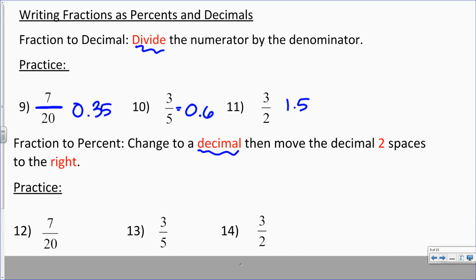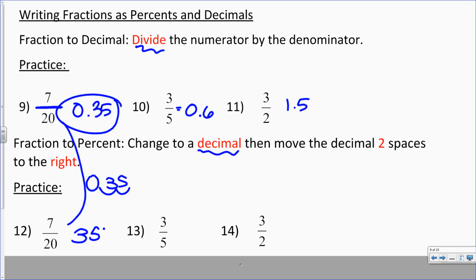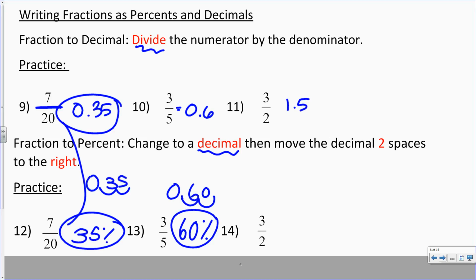So notice that these numbers down here are the same as the numbers we just did up above. So I already know that 7 over 20 is 0.35. So to change that to a percent, you're going to move it 2 to the right, so this would be 35%. Try the other 2 and turn it back on. Okay, on 13, we know that it divided to be 0.6, so when you move it over twice, you've got to add a 0 for a placeholder, and this becomes 60%. And on 3/2, that was 1.5. Move it 2 to the right, and you have 150%. So that's how you convert from fractions to decimals and so forth.